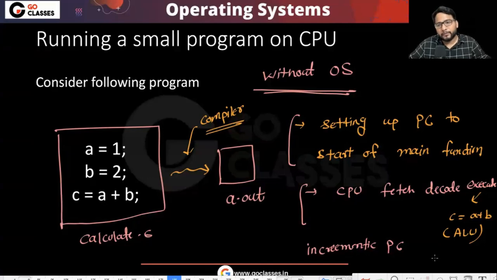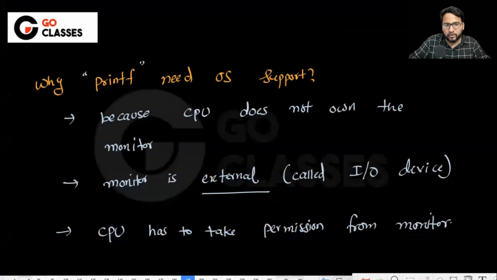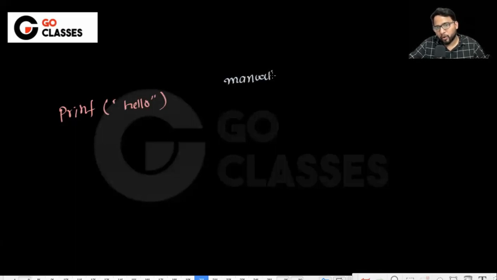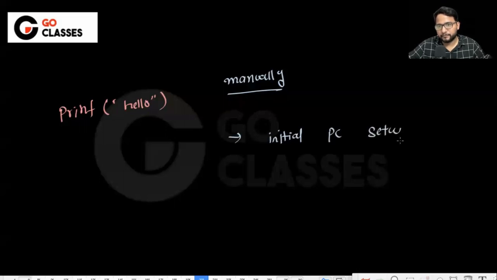Now suppose instead of this small program, where you just need three things, you have a printf. What will you have to do manually if there is no operating system? Obviously the normal thing, setting up the PC, the initial PC setup, right?